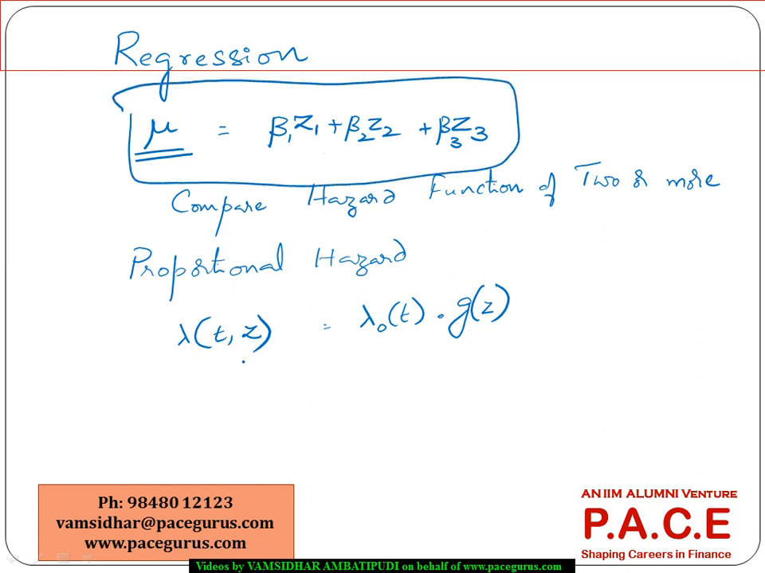So what will happen is, when I am talking about this baseline, it is the case where the values of all the covariates are 0, and whatever is the hazard that is present at time t, that is what we are taking as lambda naught of t, which is what we call a baseline hazard.